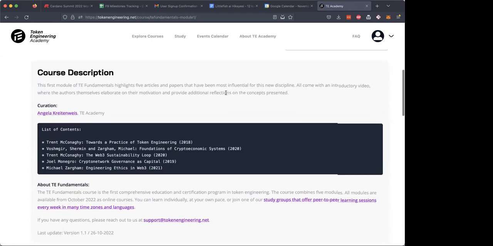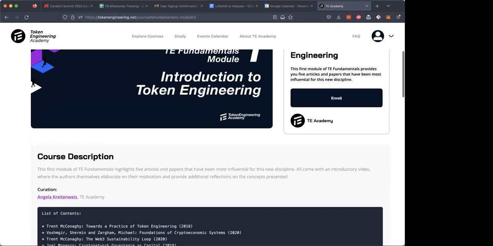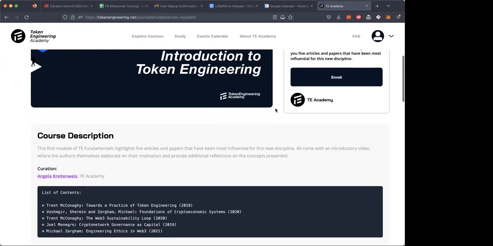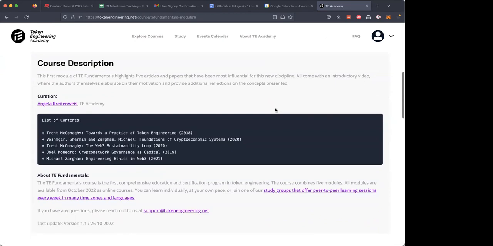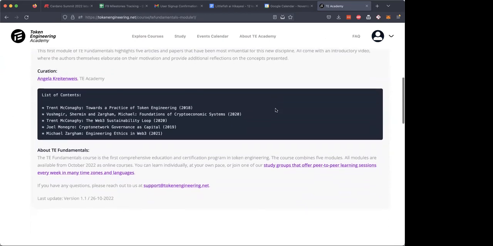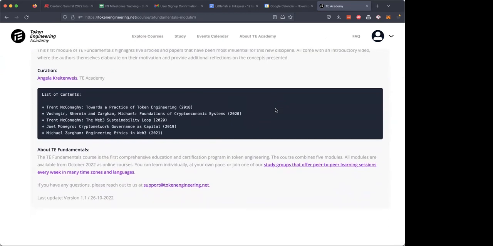All right, so module 1 is an introduction, and it establishes the reasoning behind why we need this and the framework for how we approach token engineering. There's 5 main papers that we go through in this module. First is by Trent McConaughey, Towards the Practice of Token Engineering. There's a series of Medium posts that he put up.